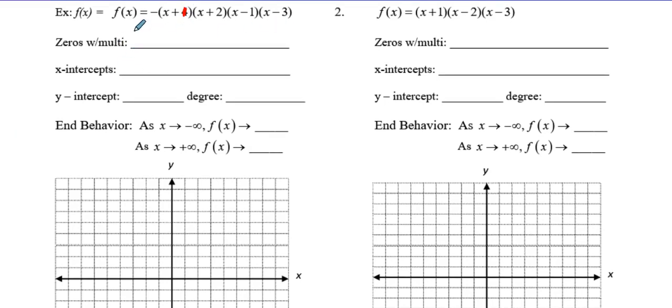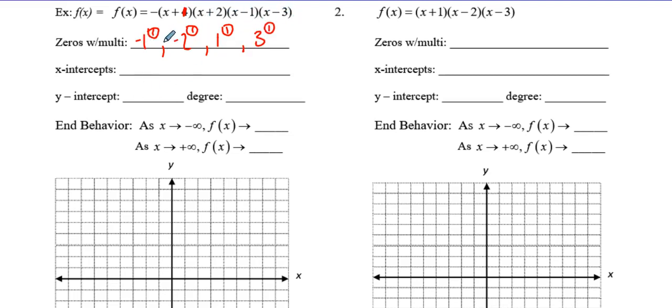So we talk about our zeros with our multiplicities. My first factor is x plus 1. So that would give me a 0 of negative 1. The exponent's a 1, so I'm just going to throw my multiplicity up here to save space. x plus 2 gives me a 0 of negative 2, with a multiplicity of 1. We have an x minus 1, which gives me a 0 of 1 with a multiplicity of 1. And x minus 3 gives me a 0 of 3 with a multiplicity of 1.